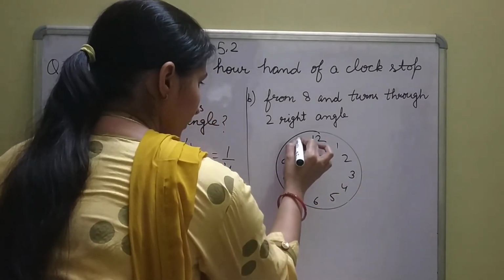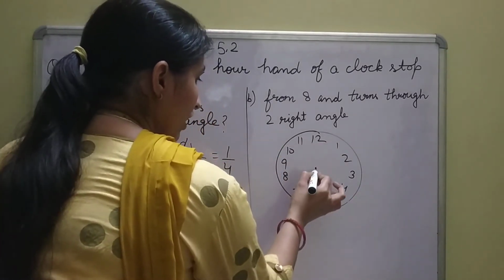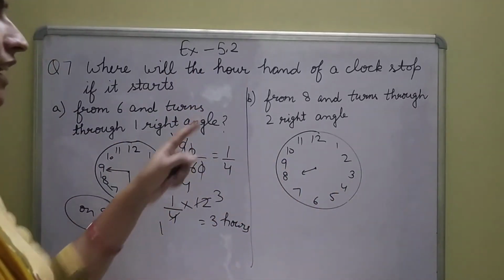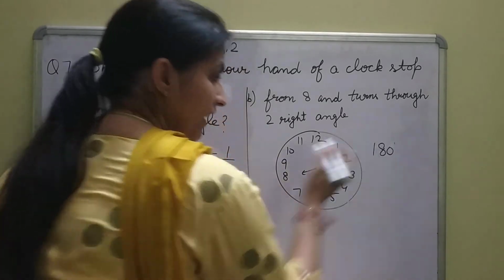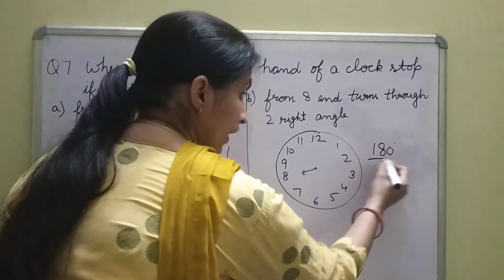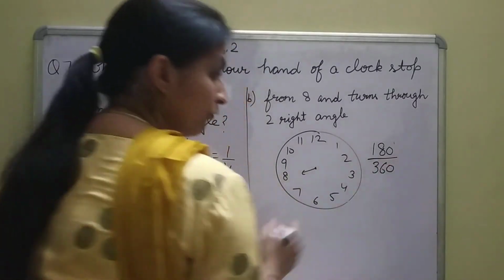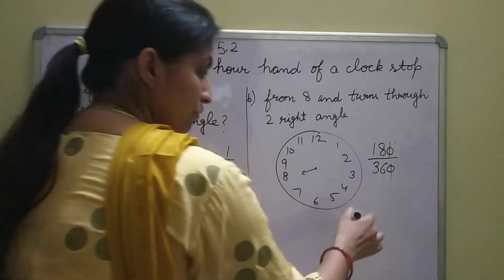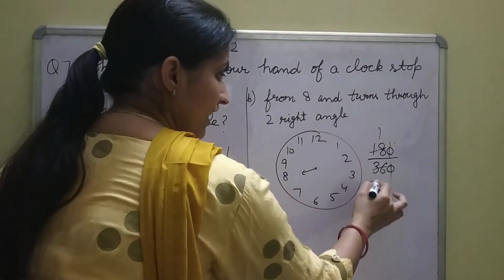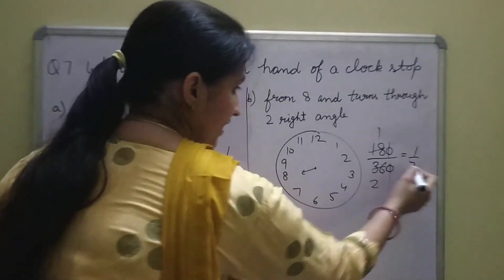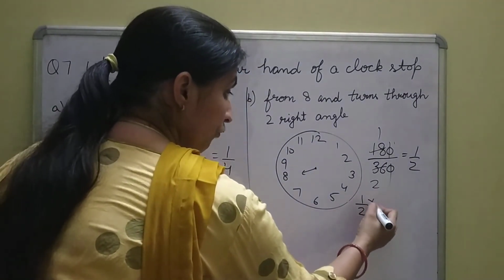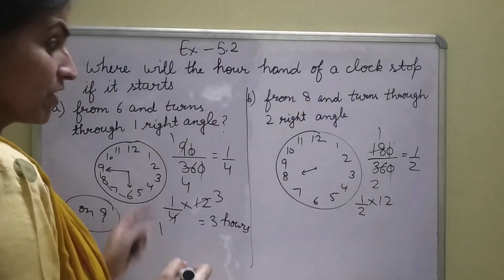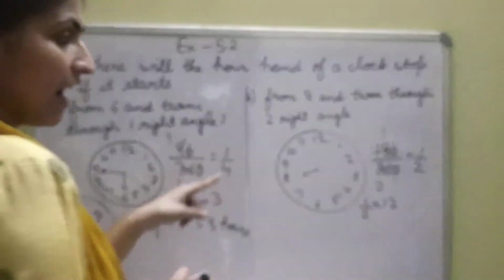This way. We are on 8 and turn through 2 right angles. 2 right angles means 180 degrees, 90 plus 90. Total revolution is 360 degrees. So 0 to 0 cancel. 18 ones are 18, 18 twos are 36. So half of the revolution. Half of the revolution for 12 hours, because we have to tell about hours.